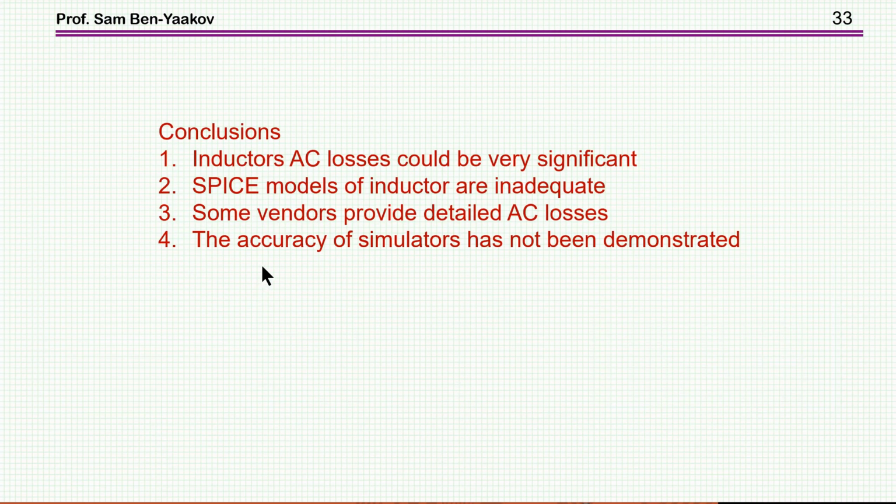First of all, it's very important to realize that the inductor's AC losses could be very significant. This is not something which is small, and if you just rely on RDC and the DC current, you may get big error. And also, SPICE models of inductors are really not sufficient to get us information about losses as a function of frequency. If we change the frequency, the losses do not change significantly. We don't see the change. And then we see that some vendors provide detailed AC losses through the tools, but the accuracy of the simulator has not been demonstrated to the best of my knowledge. So we have here an open-ended case in which there is a simulator, you get your numbers, but there is no proof that the numbers that you get are really correct when compared to actual experimental data.